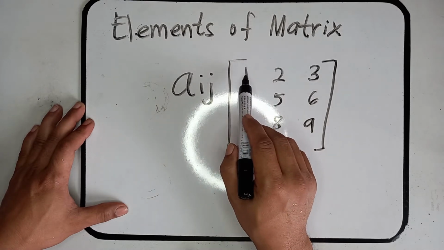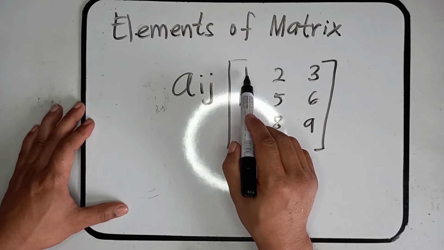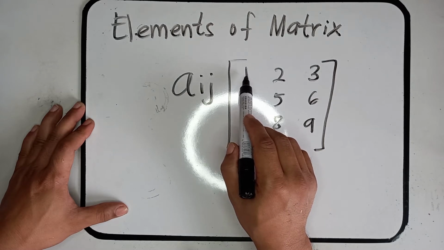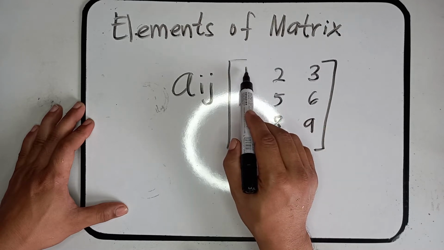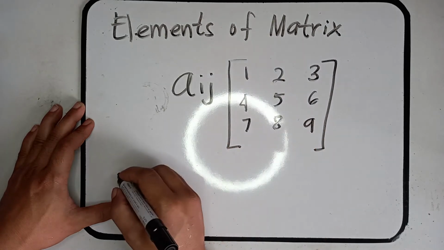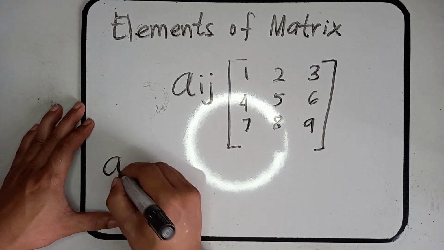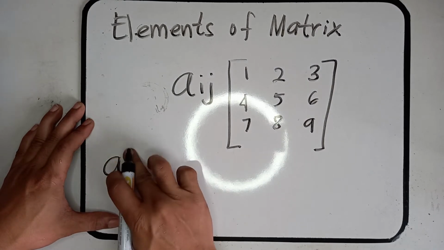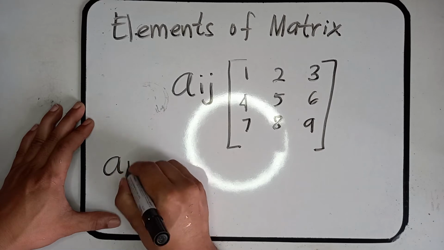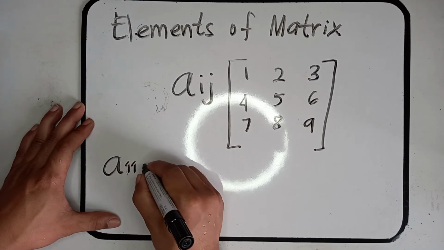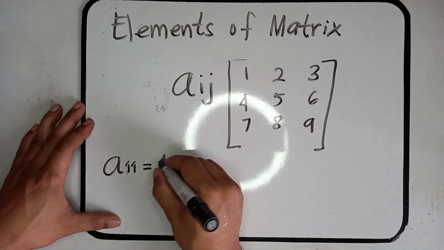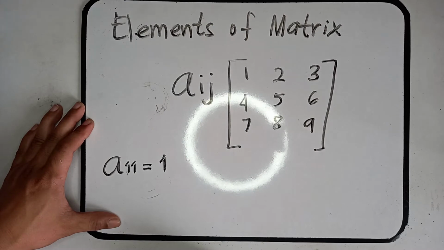let's get the element of this first entry. What is the element of this first entry? Basically, it is located at row 1 and column 1. So therefore, A, row 1, column 1 has a value of 1. Okay?